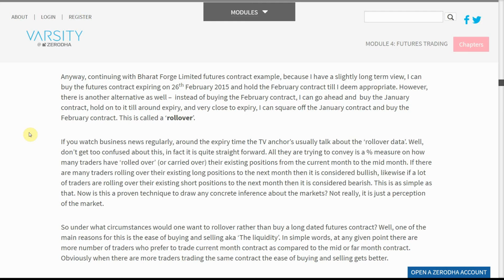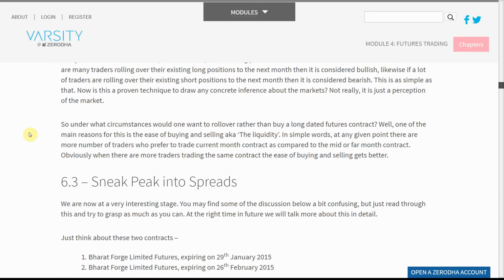So under what circumstances would one want to roll over rather than buy a long-dated futures contract? Well, one of the main reasons for this is the ease of buying and selling, aka the liquidity. In simple words, at any given point there are more traders who prefer to trade the current month contract as compared to the mid or far month contract. Obviously, when there are more traders trading the same contract, the ease of buying and selling gets better.